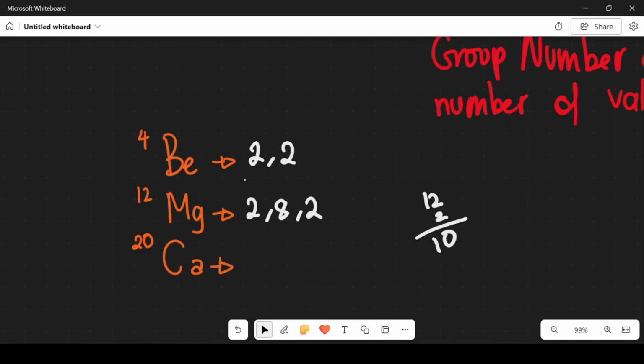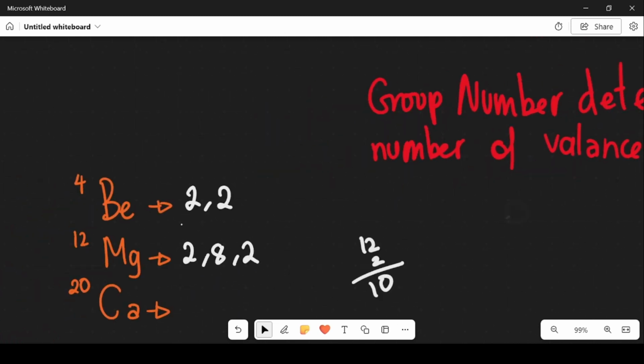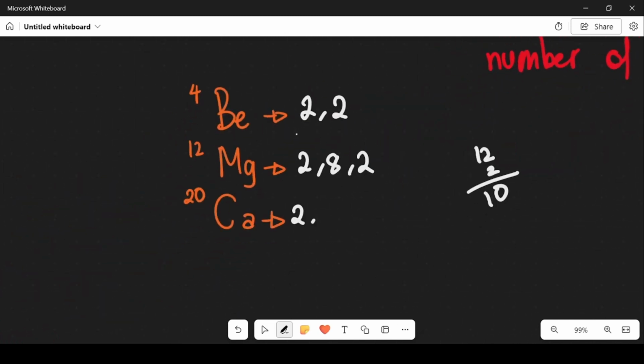There we go. Calcium. We already did calcium earlier. It's 2 the first one, 8, 8, 2. You can go a little bit back from the video to recall exactly how calcium is configured. But that's basically it.